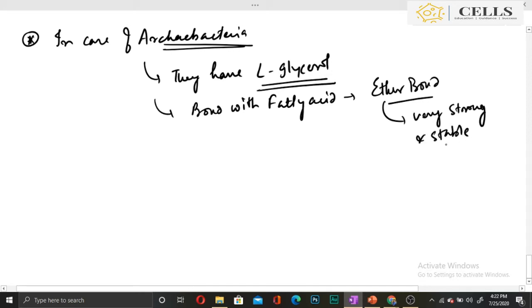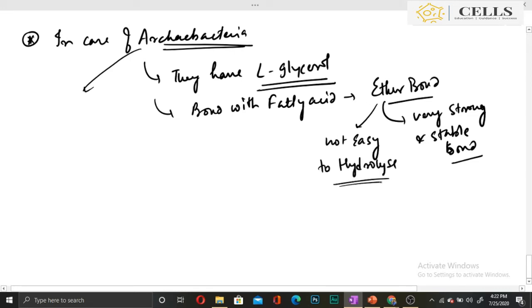Now we actually know from our class 11 that Archaebacteria live in hydrothermal vents, like thermoacidophiles. So there is a huge amount of temperature. So they need a very strong bond to maintain their plasma membrane. That's why the bond between the L-glycerol and the fatty acids is an ether bond. That's why these ether bonds are not easy to hydrolyze.